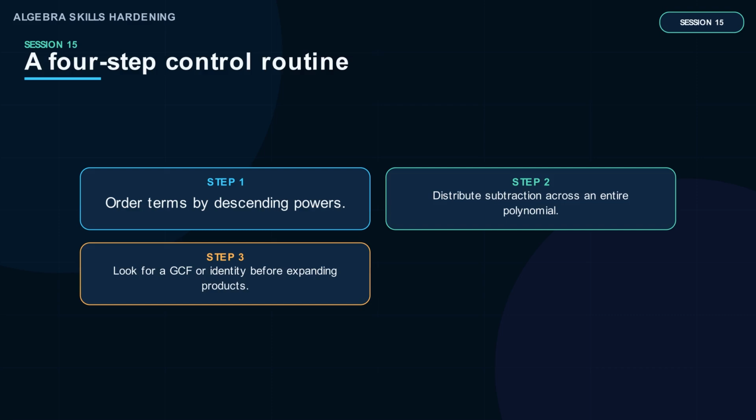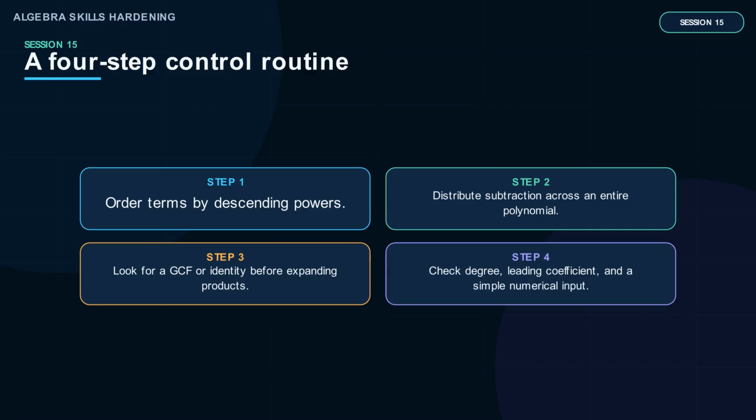Step 3. Look for a GCF or identity before expanding products. Work efficiently without skipping an operation. Step 4. Check degree, leading coefficient, and a simple numerical input. Whenever possible, verify with evidence independent of the original working.